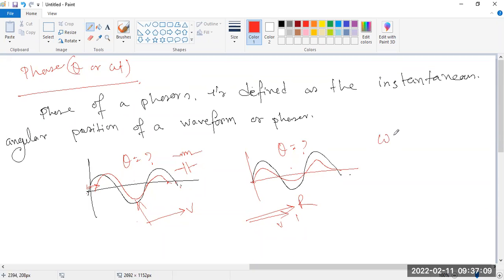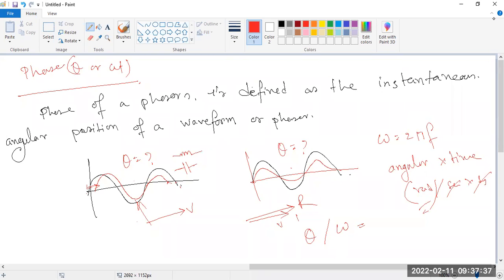It is given by omega equal to 2 pi f, where f is the frequency. It is angular velocity times time, radian per second into second. So second is out and it is given only in radian. It is denoted as phi and omega.